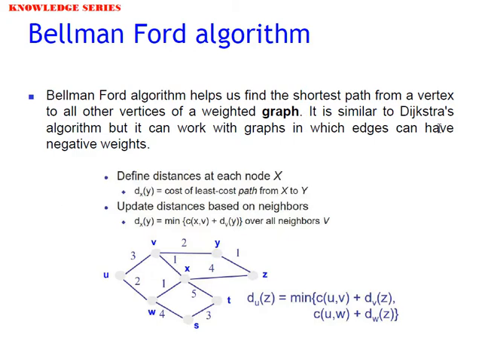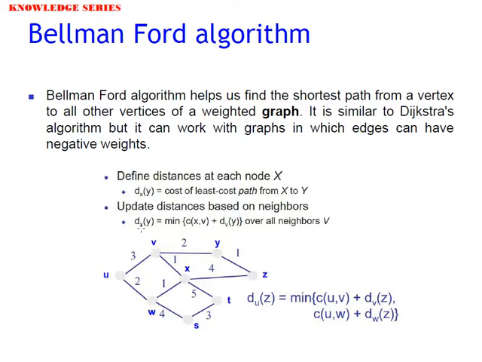It is almost similar to Dijkstra's algorithm, but it can work on a graph in which edges can have negative weights. That means Dijkstra's algorithm works with edge weights that are positive distances, whereas Bellman Ford works with negative distances as well. That means it can have positive as well as negative distances.